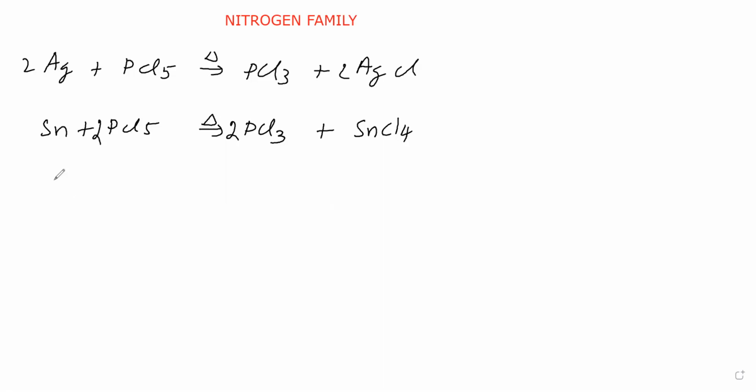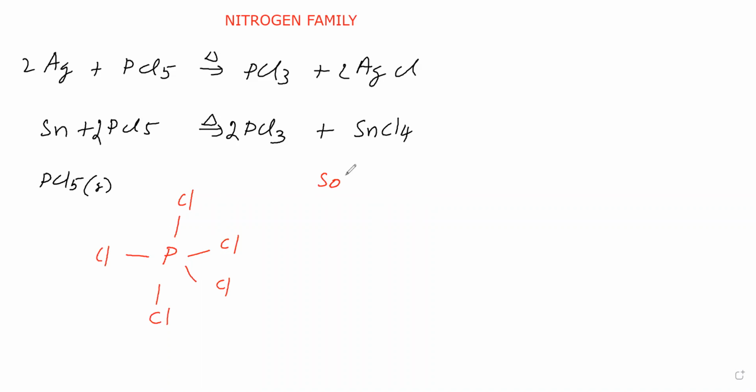PCl5 gas. What is the structure of PCl5 gas? That we will see. Phosphorus is the central atom. 5 chlorine atoms are the surrounding atoms. It is PCl5 structure. PCl5 gas is covalent compound.